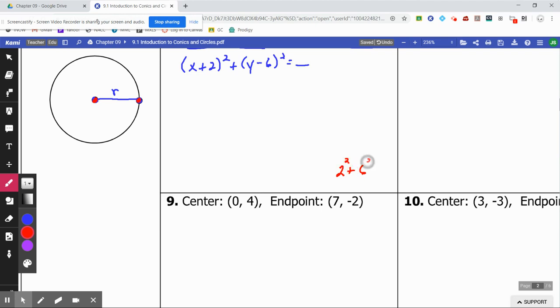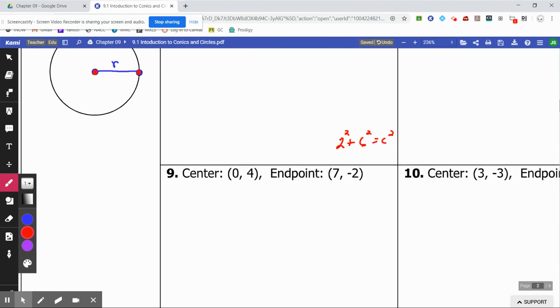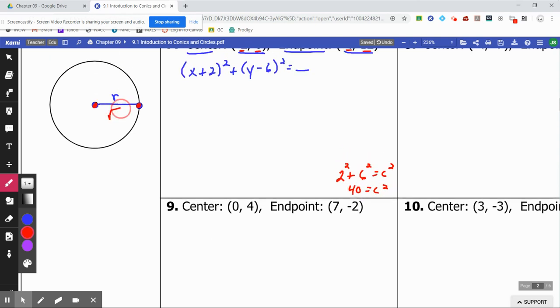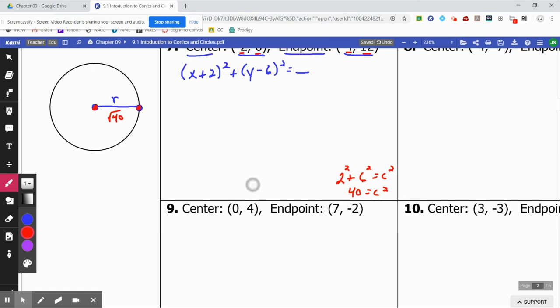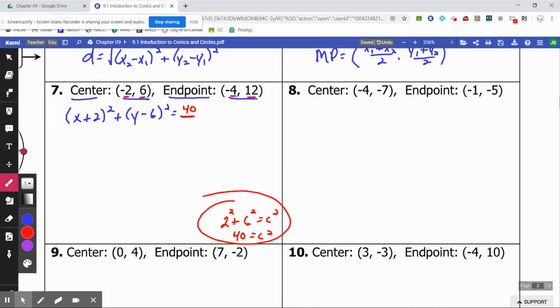Then I simply do the Pythagorean theorem on those two values, and I get 4 plus 36, 40 is equal to c squared. So that distance on this problem is going to be the square root of 40. To get rid of the square, we square root. So therefore, my radius on this first problem is root 40. So therefore, my r squared will be just simply 40. I think Pythagorean theorem is so much easier to use than the other method.